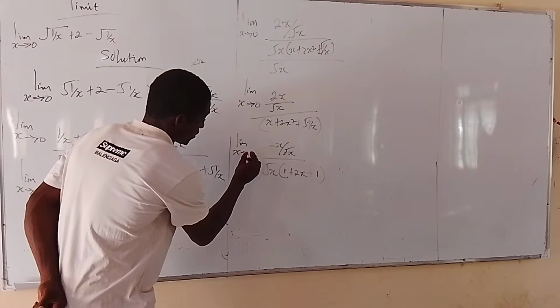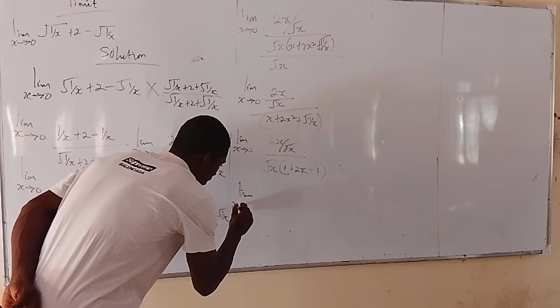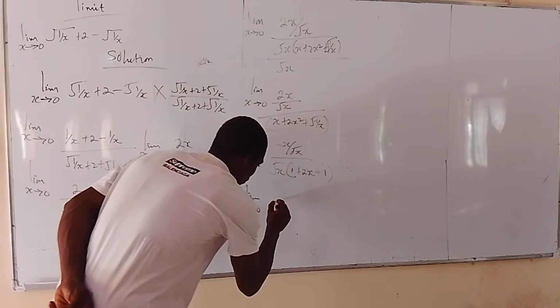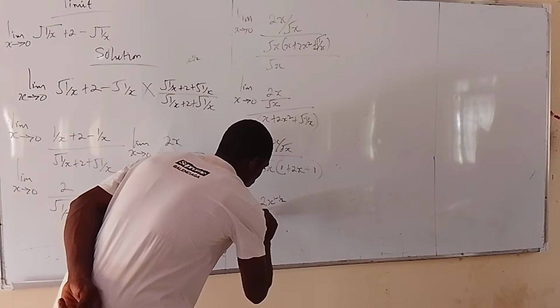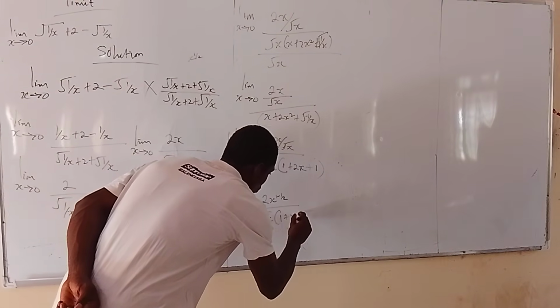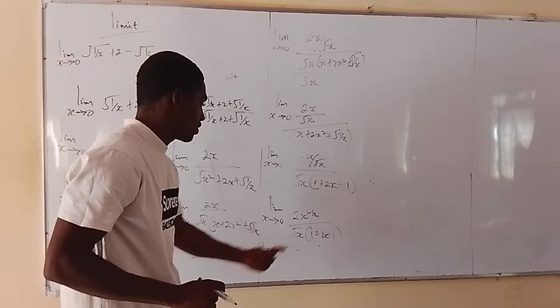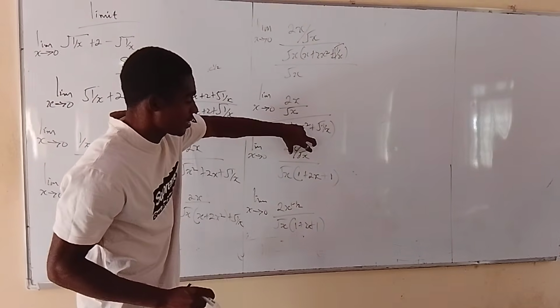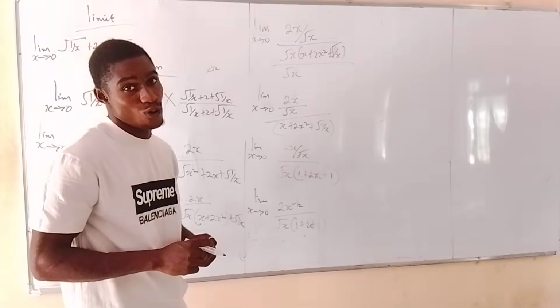Sorry, this limit is approaching 0. So we're going to have the limit as x approaches 0 of 2x to the power of 1 minus 1 over 2, whole over root x into 1 plus 2x plus 1. So this expression is the same thing as this one. I am not wrong, and I hope you comprehend.